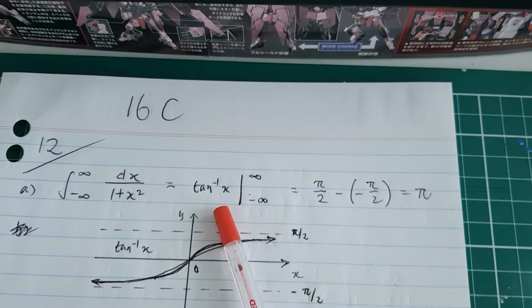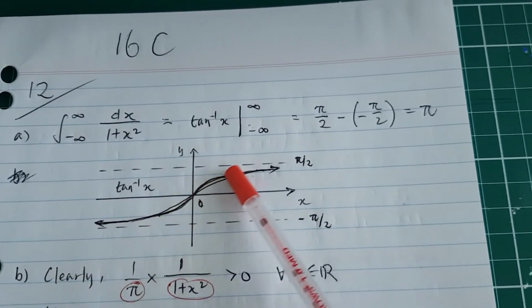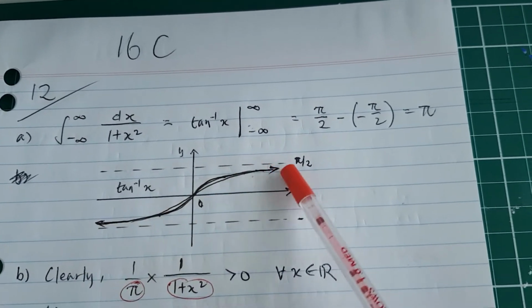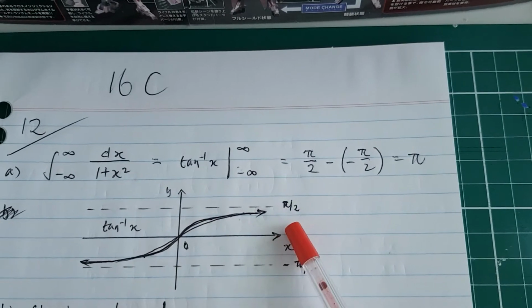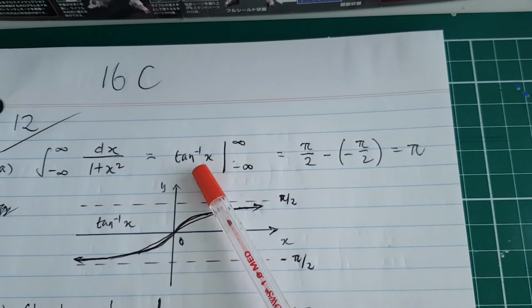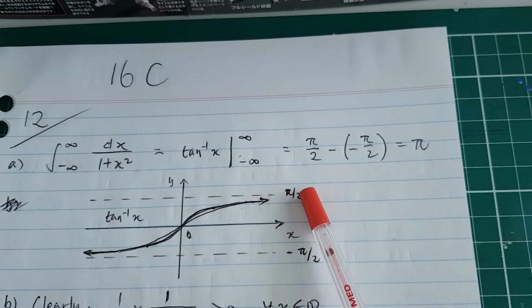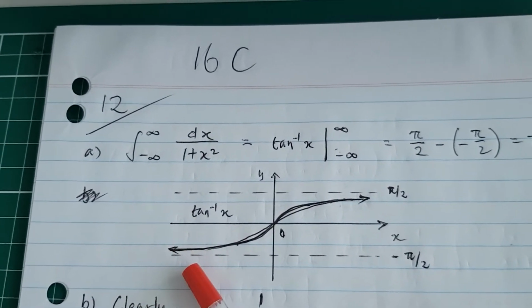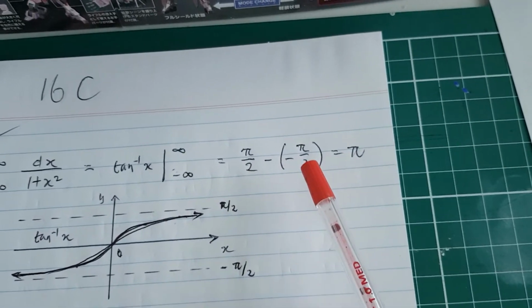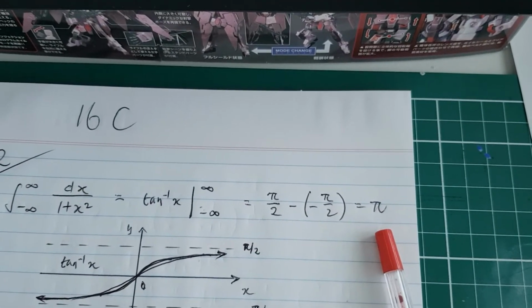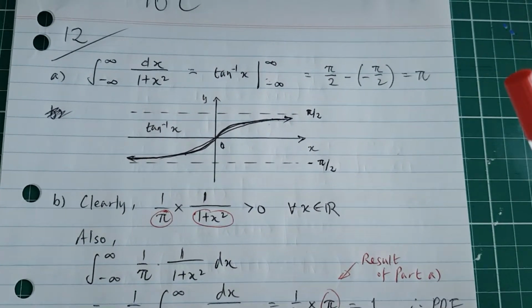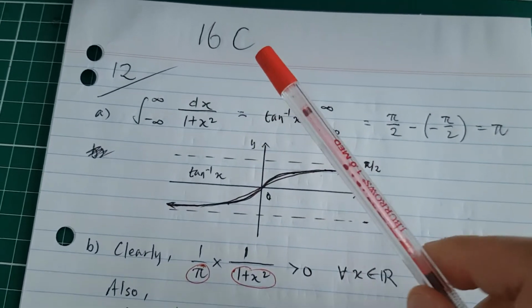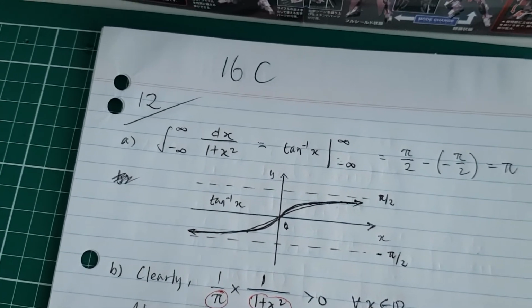Now tan inverse function looks like this. As you can see, as x gets really large up here, the tan inverse function converges to pi on 2. And when it's negative infinity, then it converges to negative pi on 2. So that's pi on 2 minus negative pi on 2. So that's 2 pi on 2, which is pi. So that's proved.